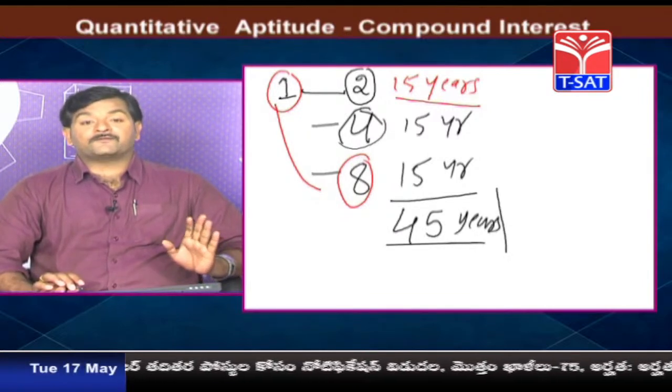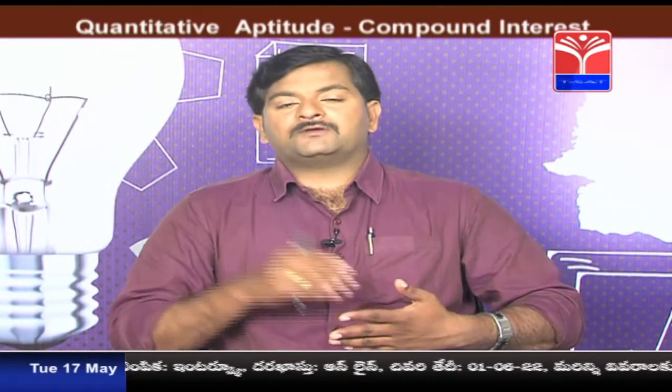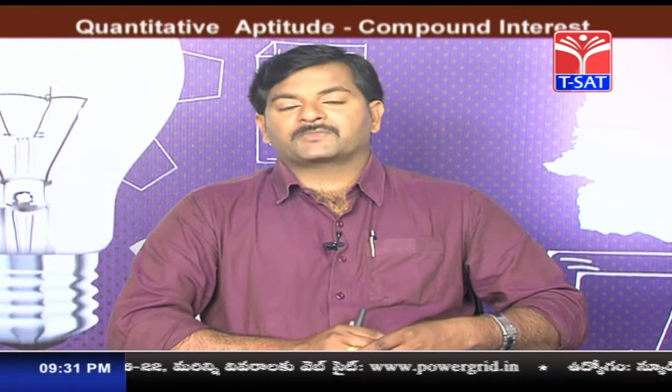Since it is the concept of compound interest, 1 rupee, 2 rupees. 2 rupees, 4 rupees. 4 rupees, 8 rupees. If you were asked to go further, 8 rupees, 16, another 15 years. 16, 32. 32, 64, 128 and so on for every 15 years. I hope you understood.